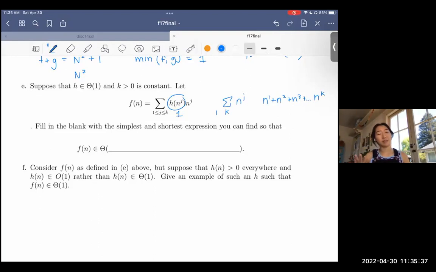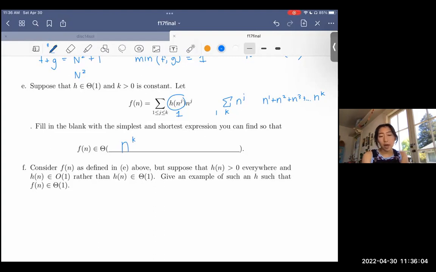However, again, because we said we want to find the shortest expression we can find, and we're doing this math simplification, we see that the biggest term is what drives the runtime of f. Or in other words, we drop all lower order terms. And so really, this boils down to n to the k, right? F is in theta of n to the k. Cool, and that is e.